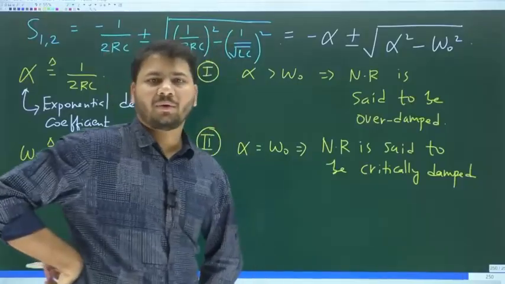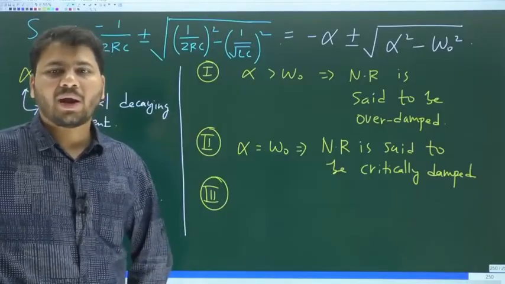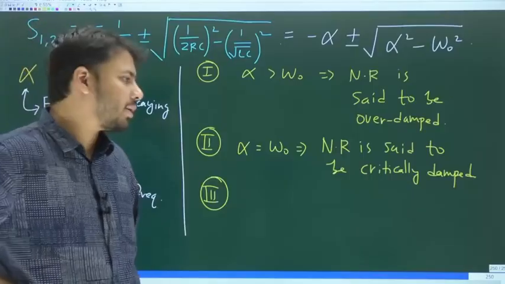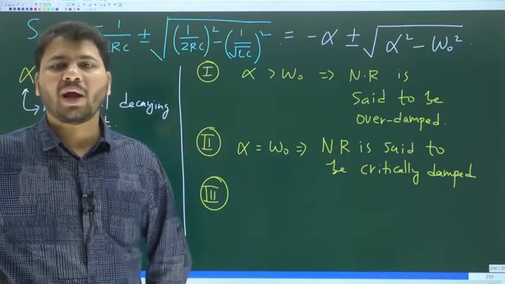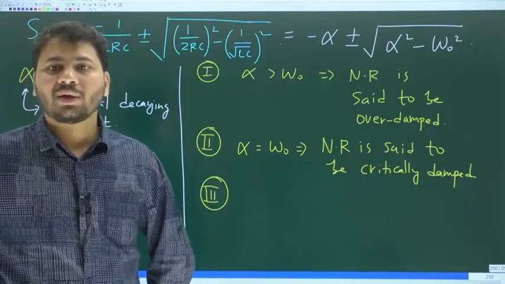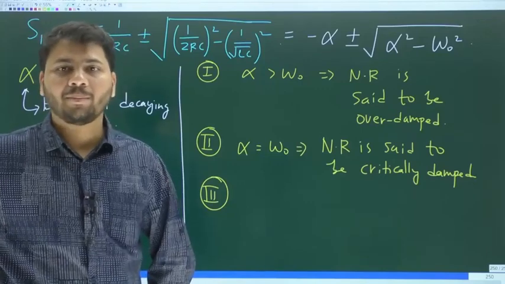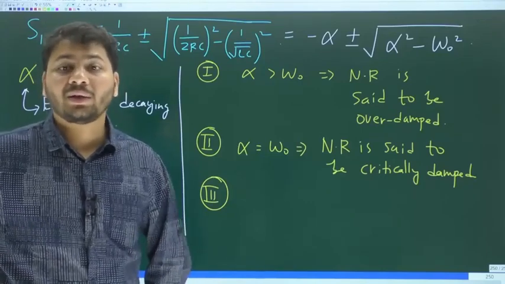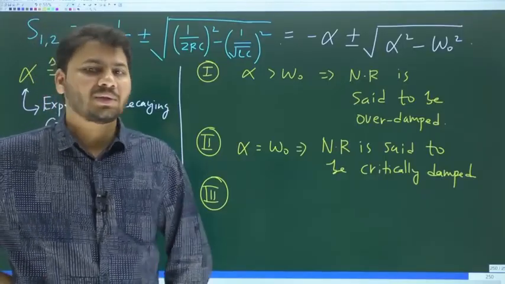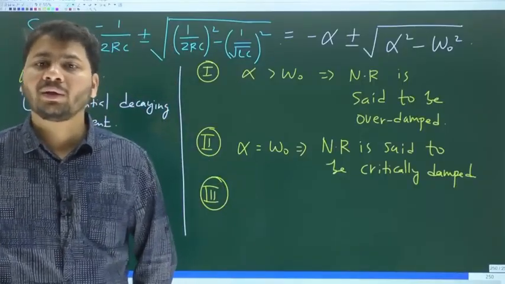If you ask me what is the meaning of the word damped, damped is related to what? The amount of damping in the circuit. And what is damping related to? Damping is related to energy dissipation in the circuit. If there is a lot of energy dissipation in the circuit, then you have more damping. If you have very little energy dissipation in the circuit, then you have very little damping. So just keep in mind, damping is related to energy dissipation in any system.